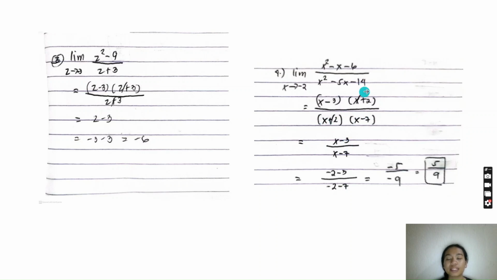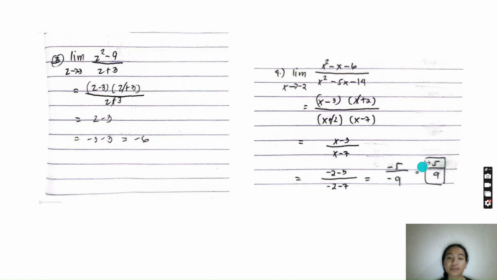Now, since we have seen a common factor to be cancelled out, we have cancelled them, remaining x minus 3 all over x minus 7. Now, since we have simplified our function, we can substitute negative 2 for x. So it gives us negative 2 minus 3 all over negative 2 minus 7. This is equal to negative 5 all over negative 9. Since negative over negative is positive, our answer is positive, giving us 5 over 9.